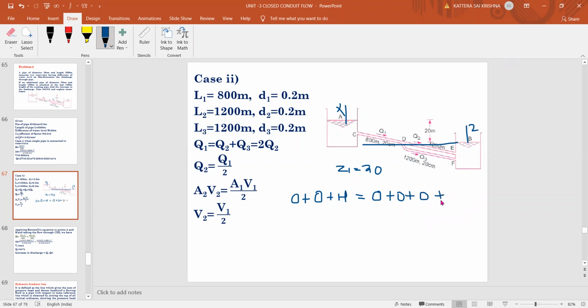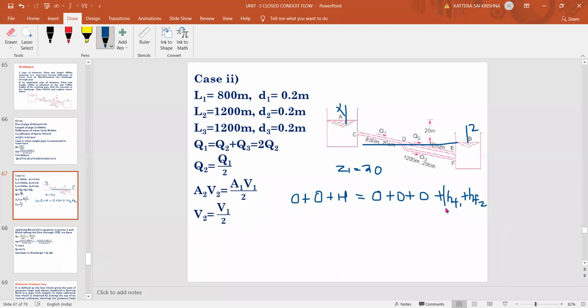And next we'll have the losses because of the friction, the loss in the pipe. First we have one loss, let us take it as HF1 in the CD pipe, plus HF2 which is in the DE pipe. Here you can take either the DE pipe or the DF pipe, because since the pipes are parallel, the frictional losses in both of these will be the same. Anyone we can consider, either DE or DF. So this is the equation we finally get.